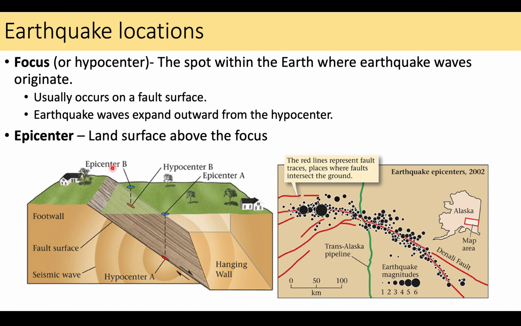For example, here the red dots are showing our focus. Here we have this one a little closer to the surface. Here we have a much deeper focus. The epicenter is the spot on the surface of the earth directly above the focus. So for example, here we have our focus. It's a little at depth, and then we have directly above it the epicenter. Here we have the focus very deep, and directly above it the epicenter.